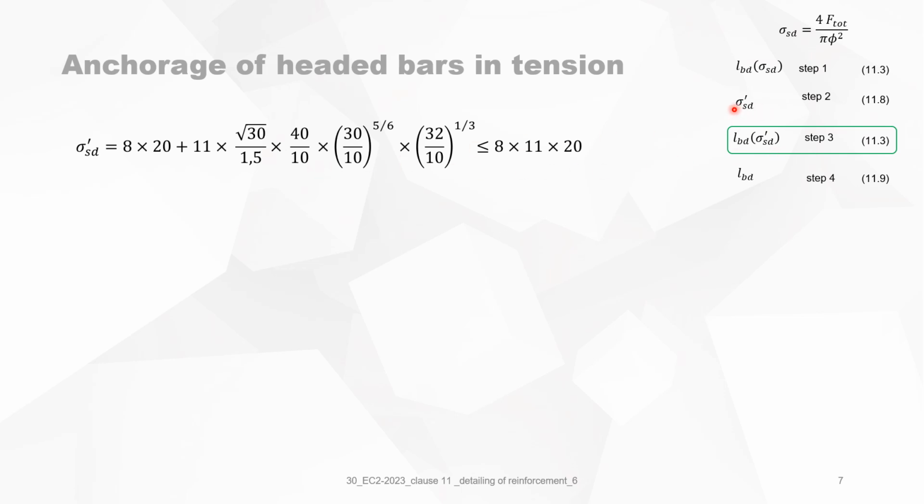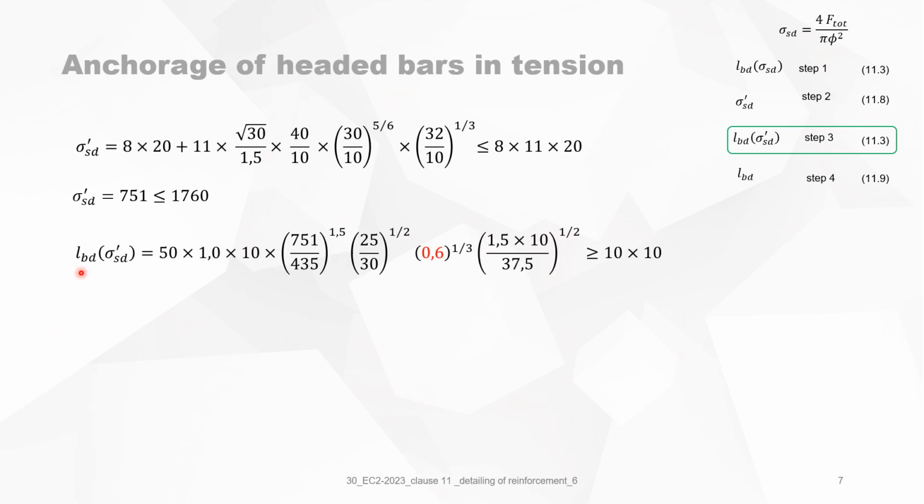We calculate with sigma accent SD. We calculate the total anchorage length. Sigma accent SD is 751 megapascal. It must be smaller than 1760, which looks quite ridiculous in the beginning, but this has to do with an absolute maximum capacity. LBD, the anchorage length needed for sigma accent SD, is then this value, which is 552 millimeters.